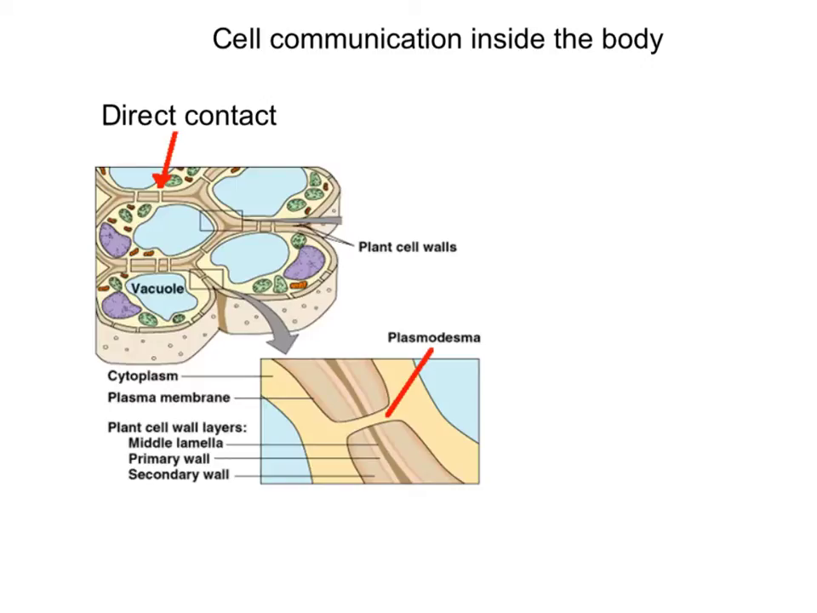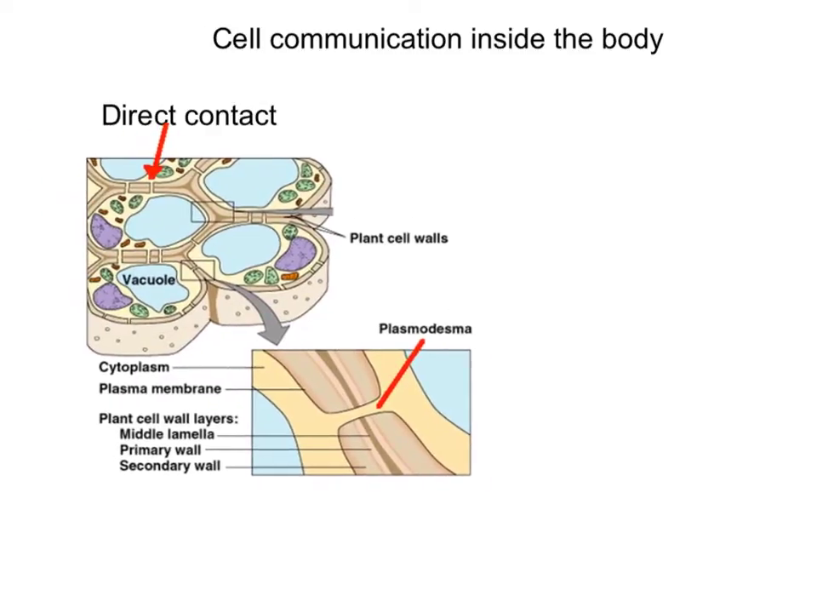So cell communication can also take place inside of the body. In your multicellular organisms, those cells need to be able to speak and communicate with one another so that the organism can function as a whole. And so one of the ways that they can do that is through direct contact. Remember in plants, that was those plasmodesmata. Right there, those gaps in the cell wall that allowed for exchange between the cytoplasm. Remember in animal cells, those were called gap junctions. They allowed for, again, direct cytoplasmic exchange between the two cells that were touching one another.